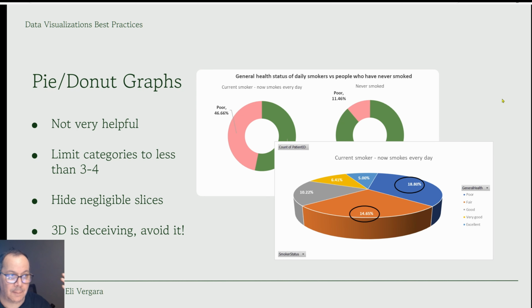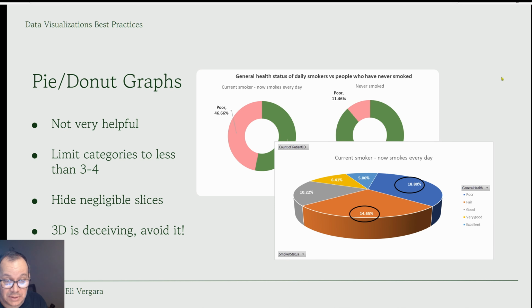Now we can look at pie or donut charts. The first thing that I will caution you about is that these are not very helpful. Pie charts should be limited to no more than 3 or 4 segments. More segments than that and it becomes confusing. Sometimes you have slices that are very small and it's very hard to tell between the 2 slices. So limit the use of pie charts to only data where you have less than 3 or 4 categories.